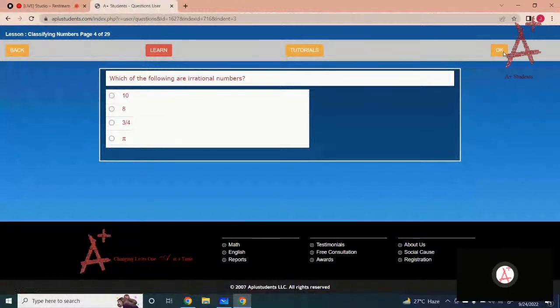Okay, the next one is, which of the following are irrational numbers? So, which of them is irrational? Pi is the irrational number, because 10 is a rational number, you can write 10 by 1. 8 is also a rational number, you can write 8 by 1, and 3 by 4 is a rational number. So only pi is an irrational number. Got it?